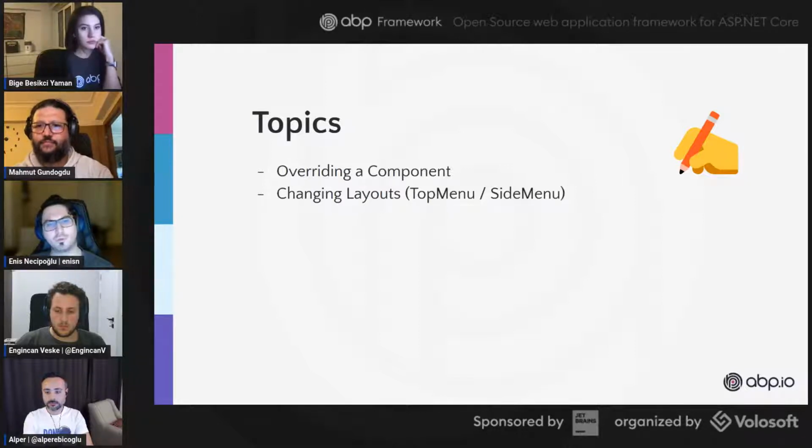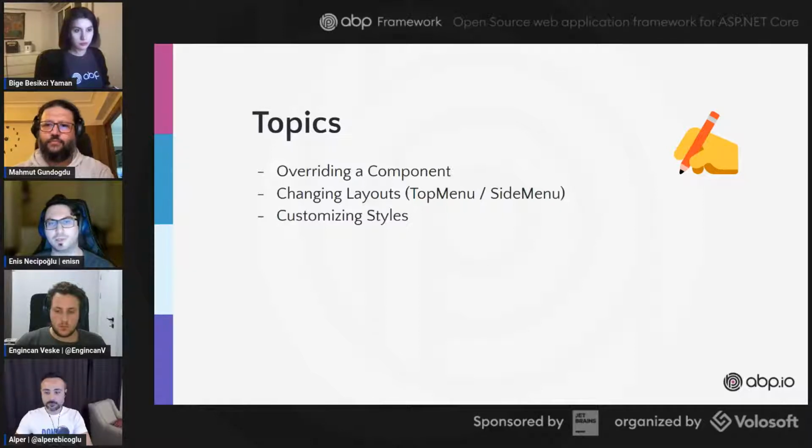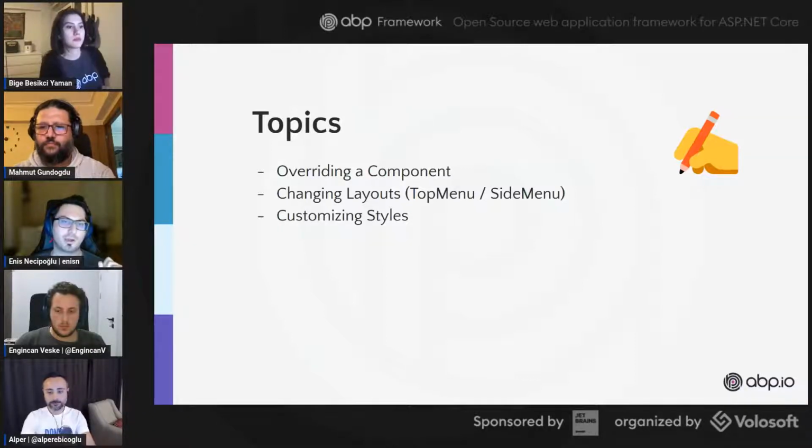Before we go, let's investigate the topics. I will show you overriding a component in Blazor UI. Then we will see how to change layouts. We have top menu and side menu by default. Also, you can create your own layouts like Mahmut created. And then I will show you how to use your customized styles, how to override existing styles, or how to add new styles into your application. But firstly, we'll go with overriding a component.